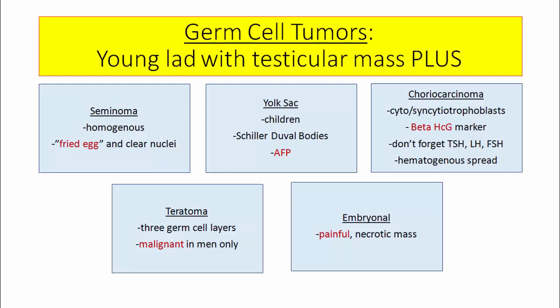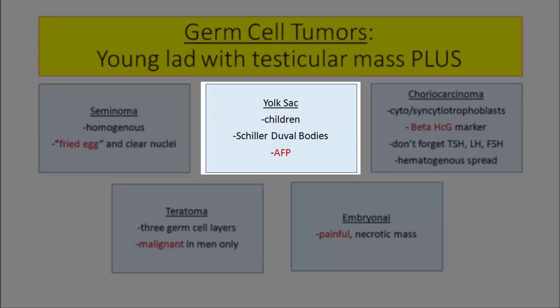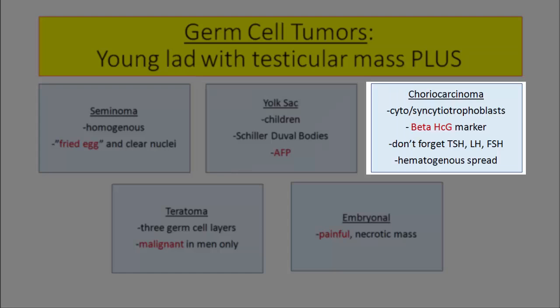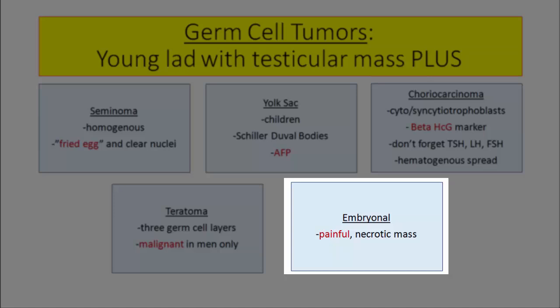testicular tumors. Seminoma: homogeneous, fried egg appearance, and the most common. Yolk sac: occurs in children less than 3, Schiller-Duval bodies, aka primitive glomeruli, and increased alpha-fetoprotein. Choriocarcinoma: syncytiotrophoblasts and cytotrophoblasts, beta-HCG tumor marker, and the tie-in with TSH, LH, and FSH. Teratoma: 2 to 3 germ cell layers, malignant in men. Embryonal: painful and hemorrhagic.